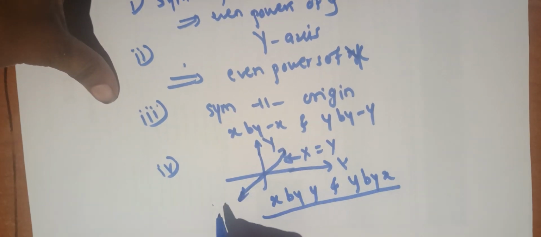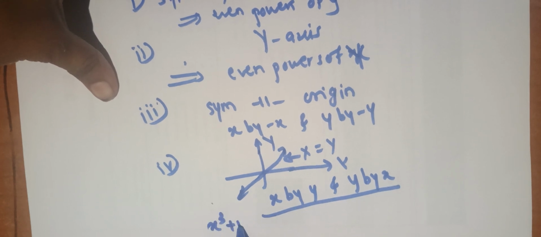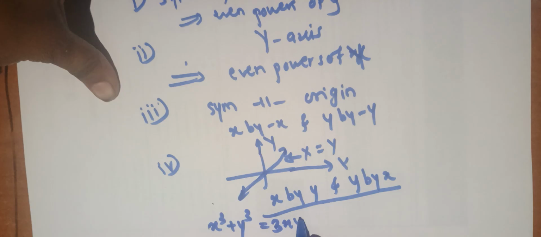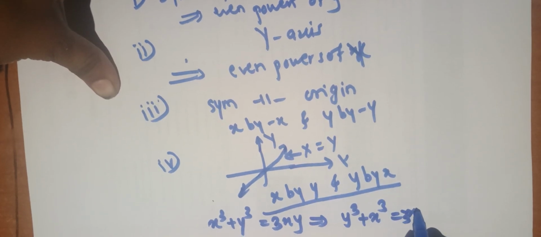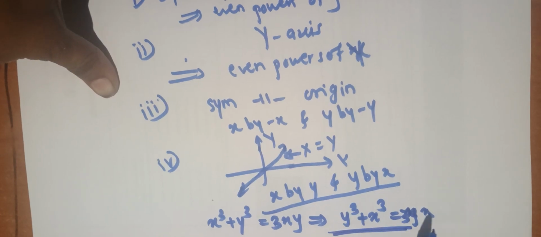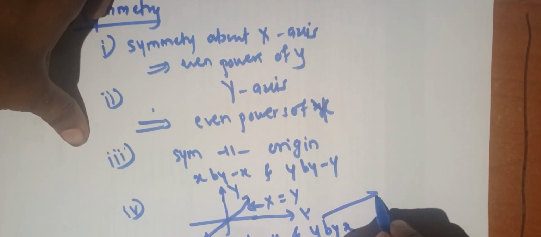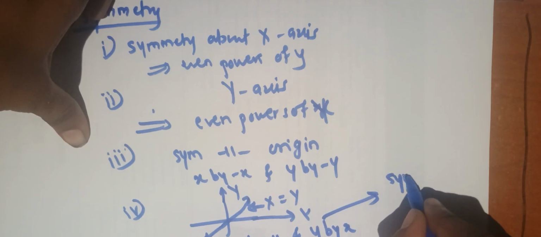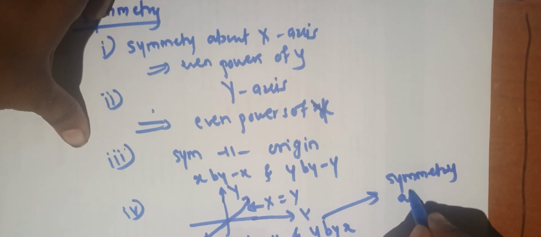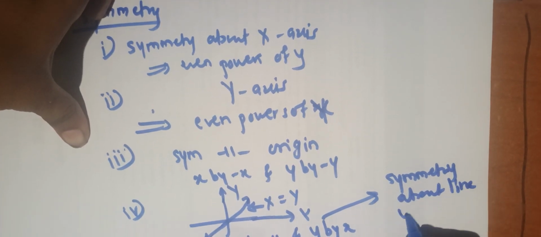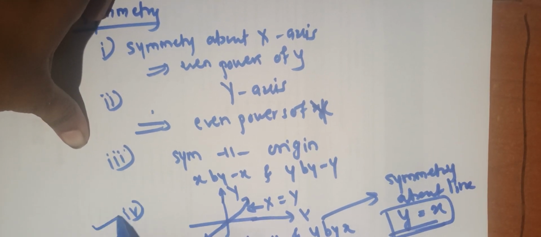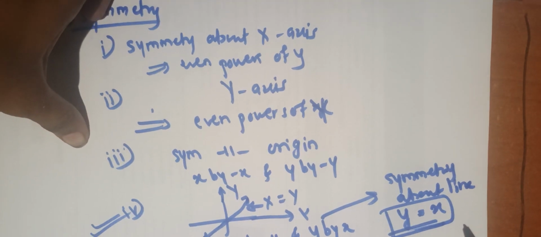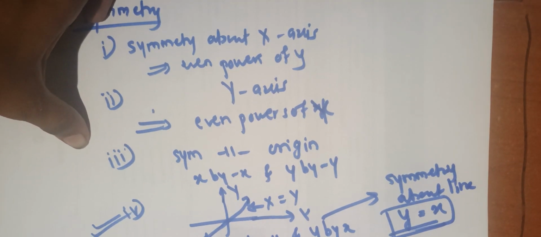In this case, what is our equation? Equation is x cube plus y cube is equal to 3xy. If we replace x by y and y by x, I will get y cube plus x cube is equal to 3yx, means equation remains same. So we can say this is the symmetry about line y is equal to x. So in exam, you have to write only this fourth point, that is symmetry about the line y is equal to x.